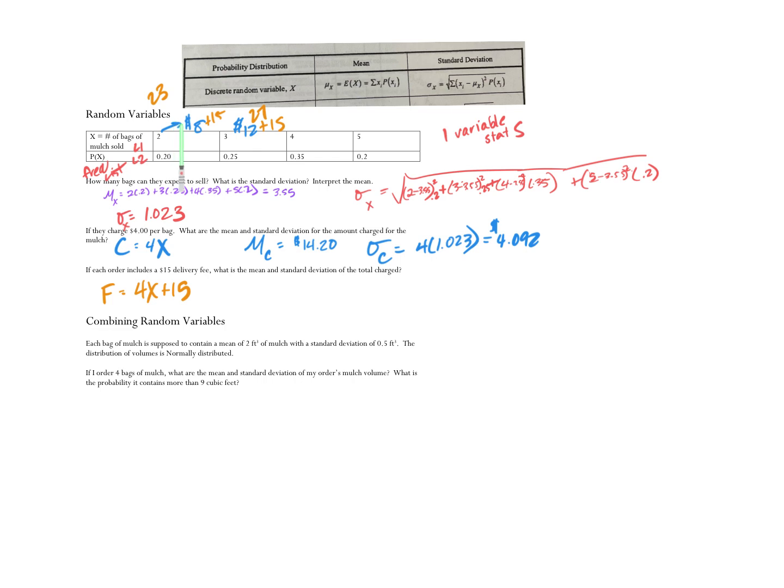So adding that $15 didn't make it more spread out, so my standard deviation of the final cost is going to be $4.092. Now, what's going to happen to my mean? If everything gets charged $15 more, the mean's going to go up by $15. So the mean final cost is going to be $29.20.